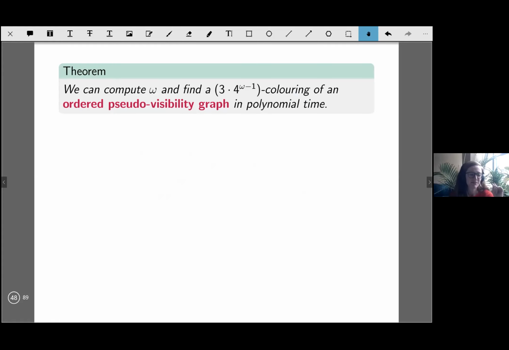Now, this is the theorem I've stated before. I'm about to go through some of the proof, so now's another time for me to take any questions.